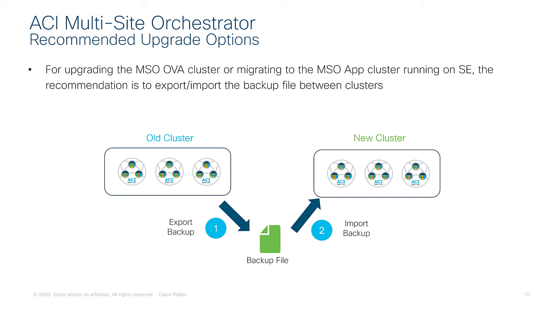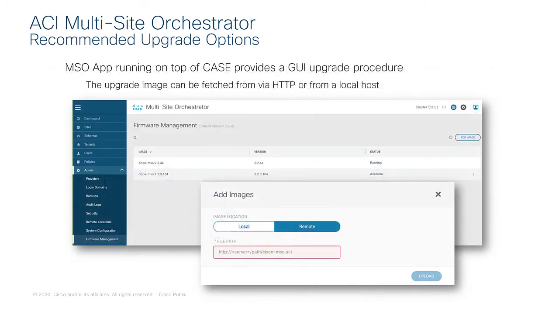Now this is a new cluster running a different version of MSO, a different form factor, because this is the MSO application running on top of the Cisco Application Services Engine. Once I've imported that backup, I can select the option to roll back this configuration, which would then activate this configuration on the new cluster. After that, I'll close out the video by showing you how you can upgrade MSO right from the user interface. So with that being said, let's get started on the first option of migrating from the old cluster to the new cluster.